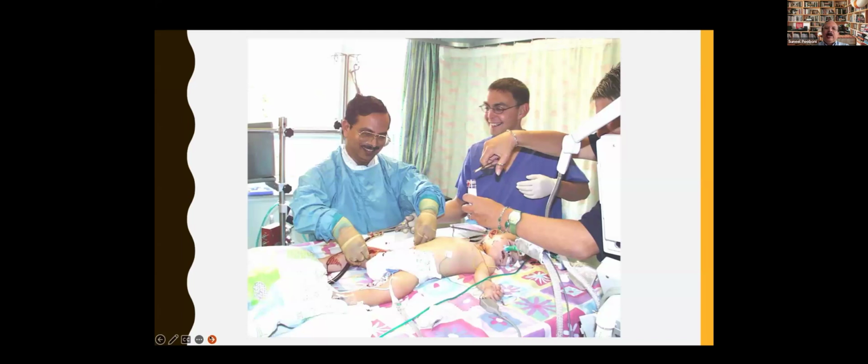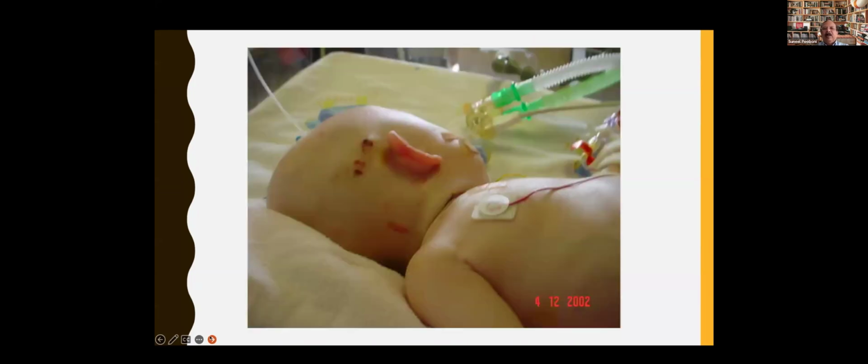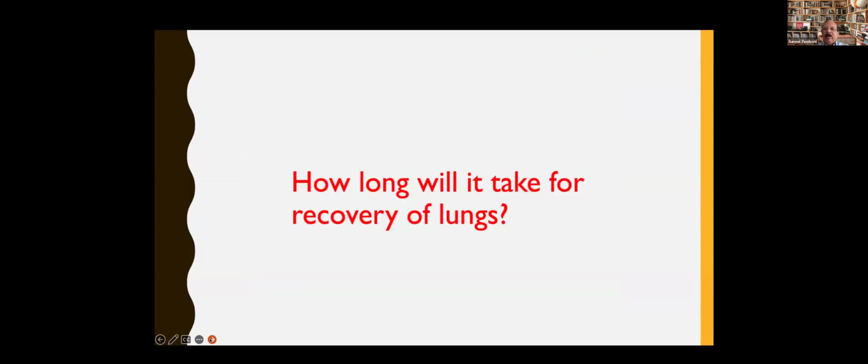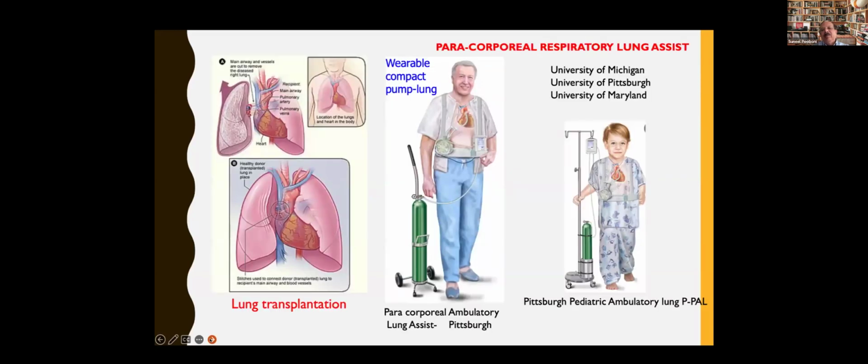In 1999, that was nearly 24 years ago, I was decannulating a baby at that time. And this is how the wound looks like, and it will heal pretty quick. How long will it take for recovery of the lungs means $1 million question. As I said, it can take any longer. If provision is available, resources are available for you to continue in ECMO, please do.